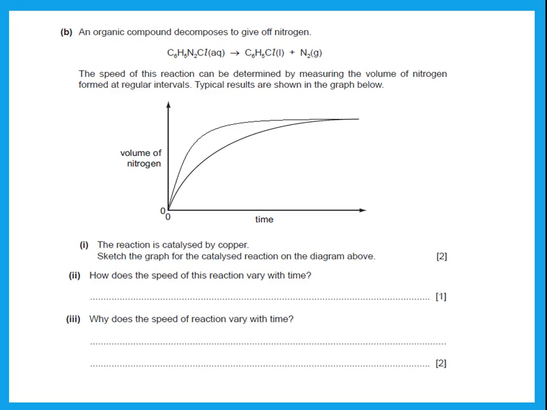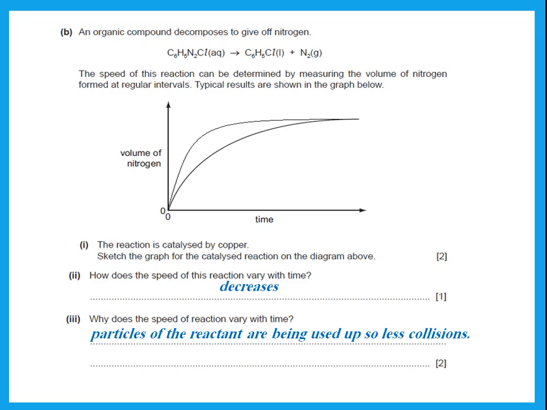How does the speed of this reaction vary with time? Now, is the rate increasing with time or decreasing with time? We said if the graph looks like this, then it is very fast at the beginning, and then it's slowing down, and then at the end actually the rate is 0. So what happens to the speed? It decreases.